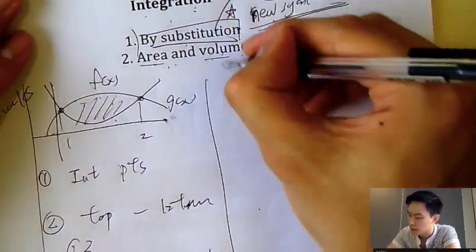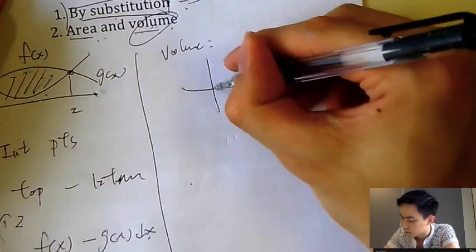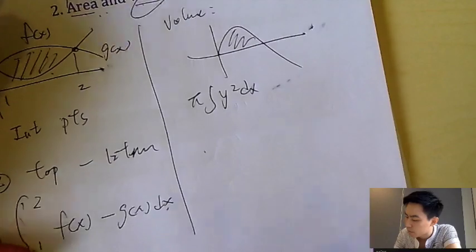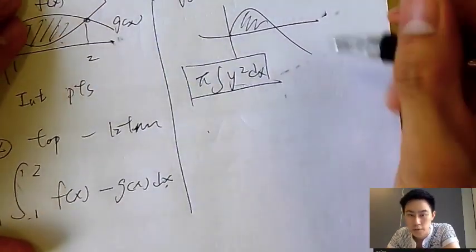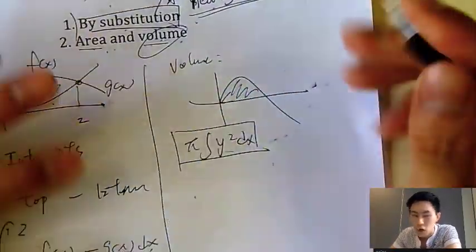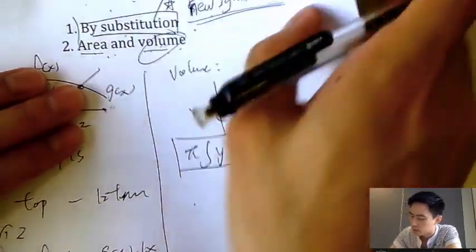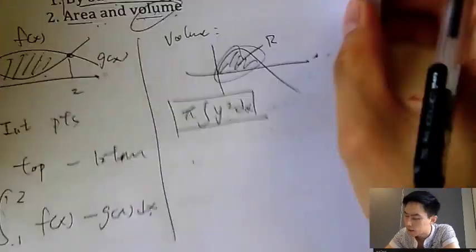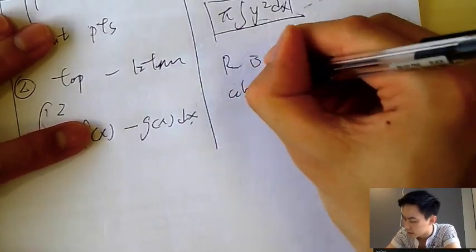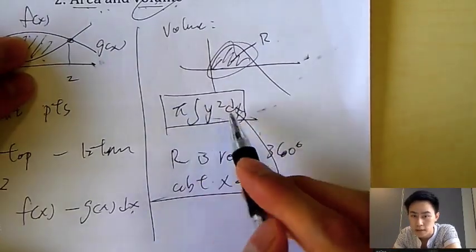But if I ask you to find the volume, then you need to know the equation for volume. So it's pi integration y squared dx. What does it mean by pi integration y squared dx, and when do I know it's asking you to find the volume? Usually the Math SL exam will give you an example like this. They will give you a graph and ask you to find the area R. And then they will say something like R is revolved 360 degrees about the x-axis. Then you know that this must be asking you to find the volume, and you just need to apply the equation here.